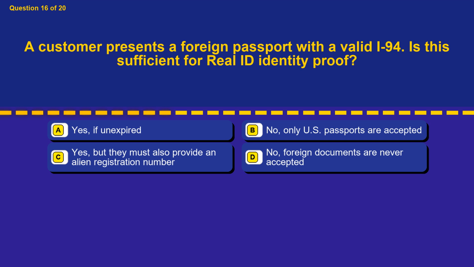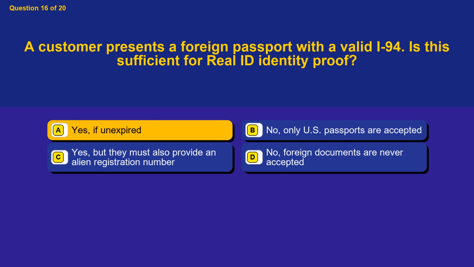Option A, yes, if unexpired. Option B, no, only U.S. passports are accepted. Option C, yes, but they must also provide an alien registration number. Option D, no, foreign documents are never accepted.